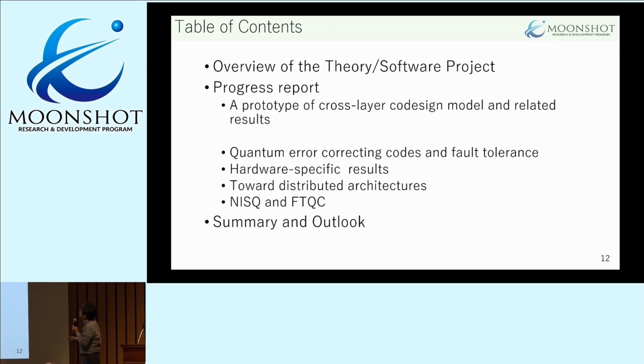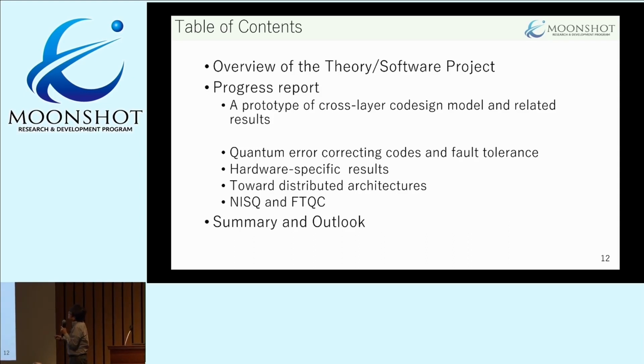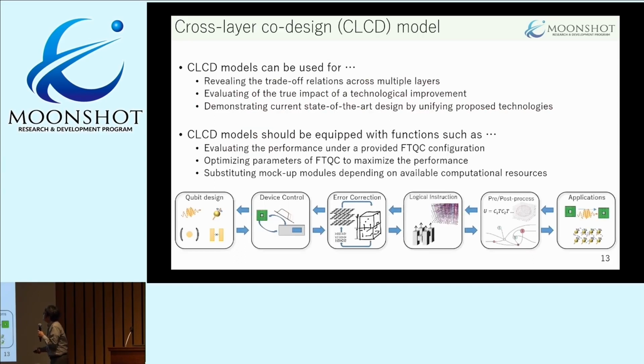Okay, so let me give you what we have done in these 2.5 years. Let me begin with the cross-layer co-design model and the related results first. Let me give you a little bit more detail about the cross-layer model. What we expect from the model is that it's going to tell us the trade-off relations across multiple layers. It also tells us the true impact of some technological improvement in some layer. And it also demonstrates the current state of design by unifying proposed technologies.